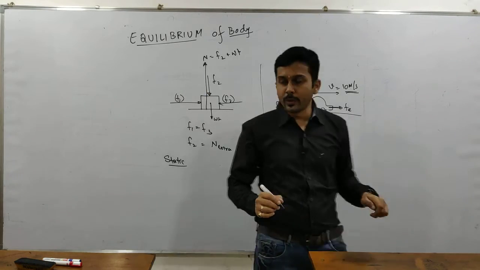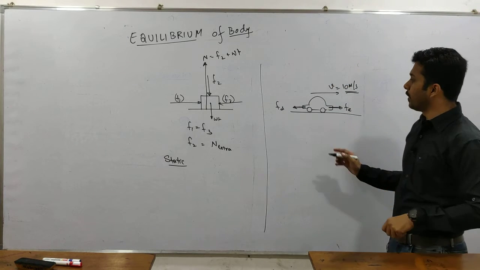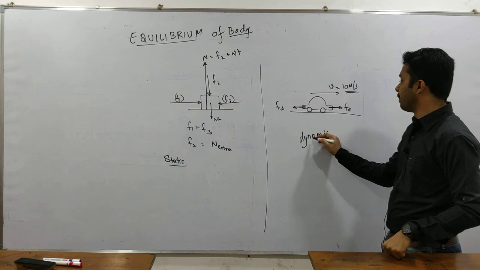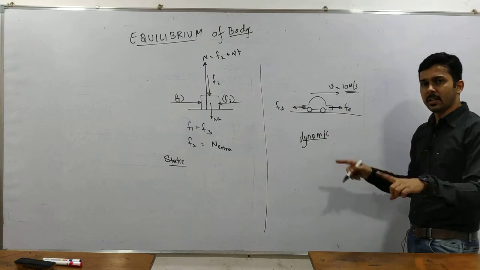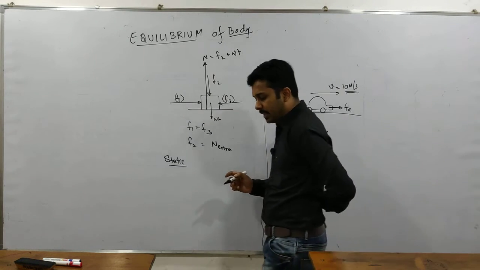In this case of the car, what are we going to talk about? Is it a static equilibrium? No, the body is moving. So what kind of equilibrium do we call it? Dynamic. That means the body is moving and yet the sum of the forces is zero. And some more examples can be given for this.